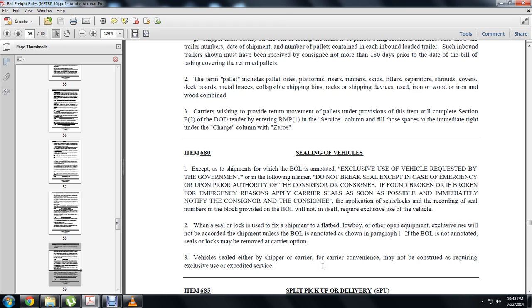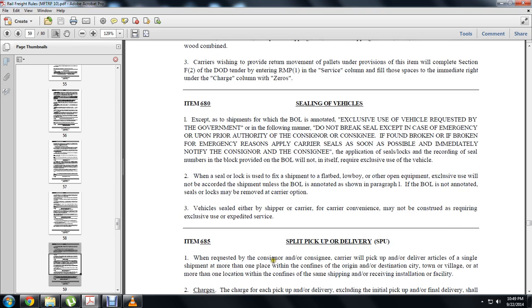The application of seals and recording seal numbers in the block provided by the BOL will not in itself require the exclusive use of the vehicle, and a seal lock is used in the fixed shipment of the flatbed, lowboy. Other open top equipment exclusively used will not be accorded the shipment unless the BOL is annotated with the paragraph 1. If the BOL is not annotated with the seals, the locks may be removed at the carrier option. The vehicle sealed by the shipper and carrier. The carrier convenience may not be construed as requiring exclusive expedited services.